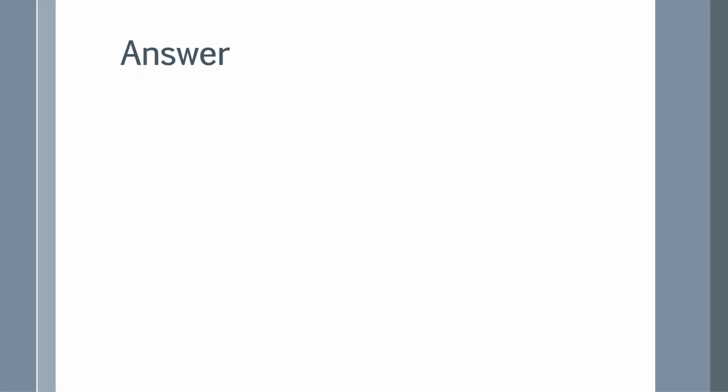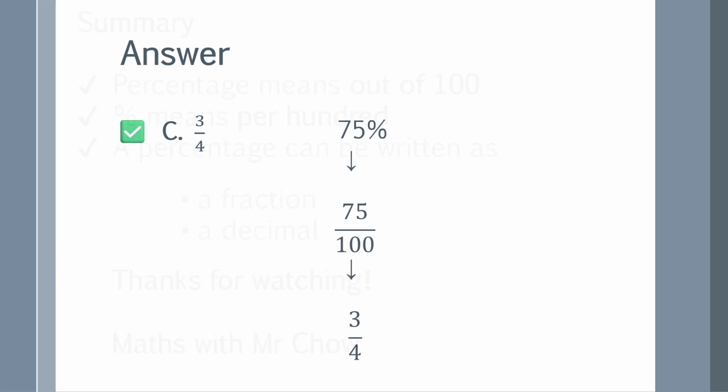The correct answer is C. 3/4. 75% becomes 75 over 100. Simplify the fraction, and we get 3/4.